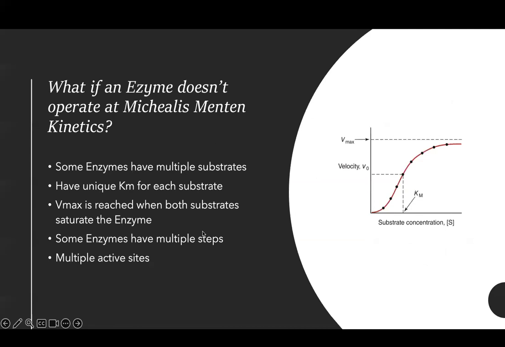However, it's not going to be as easy as all of this just was. Some enzymes do not operate at Michaelis-Menten kinetics. That's because some enzymes can have multiple substrates, multiple steps, or multiple active sites. Each of those enzymes with multiple substrate binding sites has a unique Km for each substrate, and Vmax is then reached when all substrates saturate the enzyme. So it's not going to be as easy to determine Km as it is in the other cases.